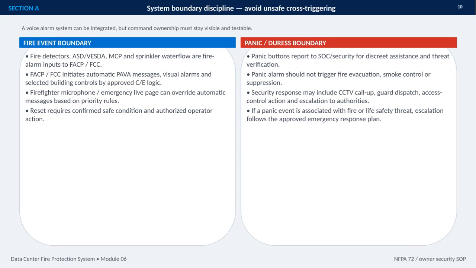This slide establishes a critical principle for integrated life safety systems. Command ownership must remain visible and testable. The fire event boundary includes fire detectors, ASD or VESDA, manual call points, and sprinkler water flow. These inputs report to the Fire Alarm Control Panel or Fire Command Center, which then initiates automatic PAVA messages, visual alarms, and selected building controls through approved cause and effect logic. A firefighter microphone or emergency live page may override automatic messages, but only according to defined priority rules.